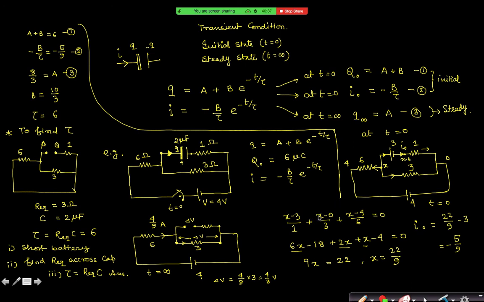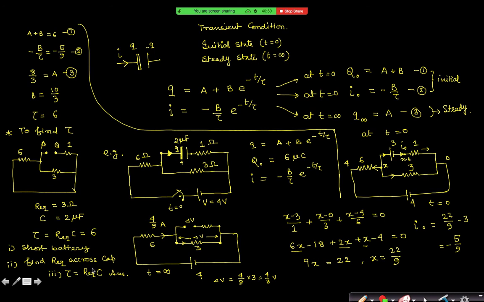Because you have 3 unknowns, only one unknown can be solved from this tau, and the rest 2 equations you can find from the initial condition only. So you can bypass this infinite condition in order to find tau.